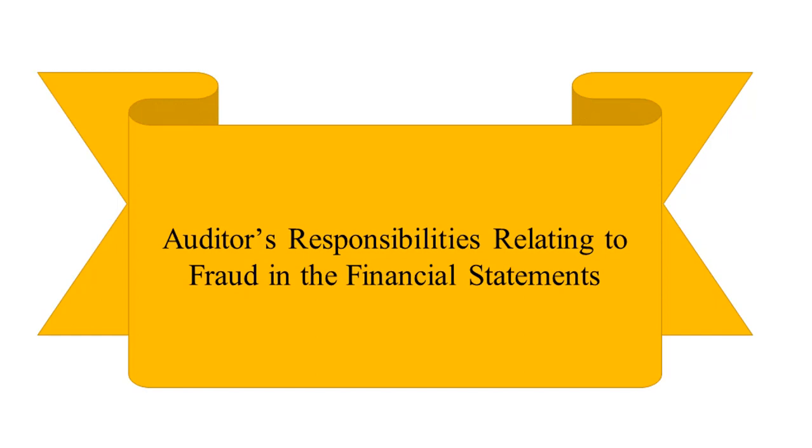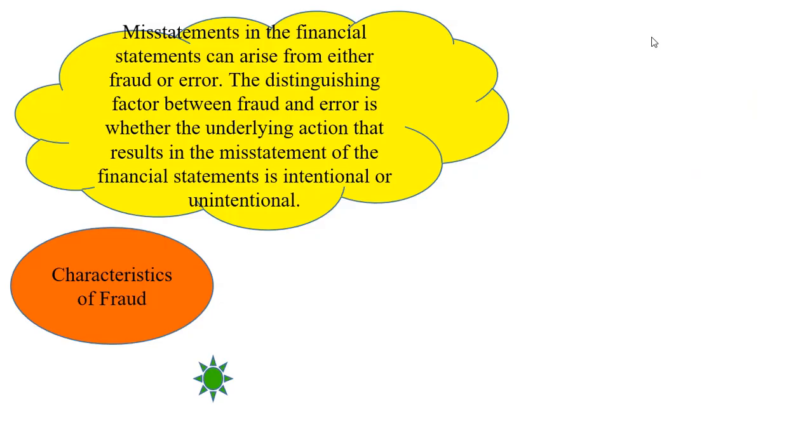Topic related to auditors' responsibilities relating to fraud with regards to misstatements in the financial statements. It can arise from fraud or error. The distinguishing factor between fraud and error is whether the underlying action that results in the misstatement of the financial statements is intentional or unintentional.